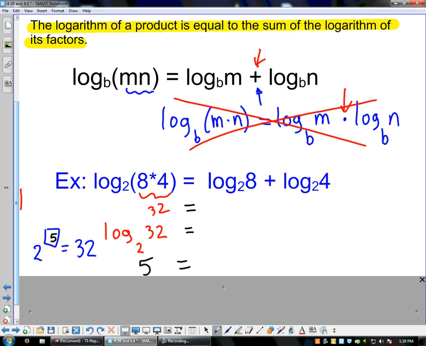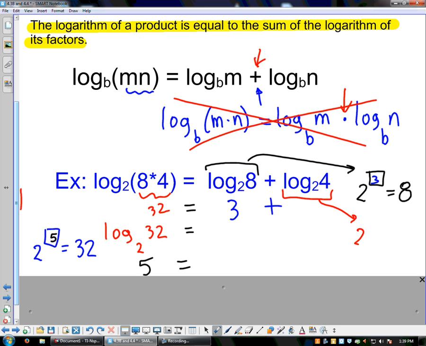What about over here? What's log to the base 2 of 8? If we're trying to find this, that's saying 2 raised to what power gives me 8. And the answer to that is 3. 2 to the 3rd is equal to 8. So this one right here is 3. Here's my plus. And then what about over here? Log to the base 2 of 4. That's saying 2 raised to what power gives me 4. Well, the answer to that would be 2. 2 squared is equal to 4. So this is equal to 2, and 3 plus 2 is 5.